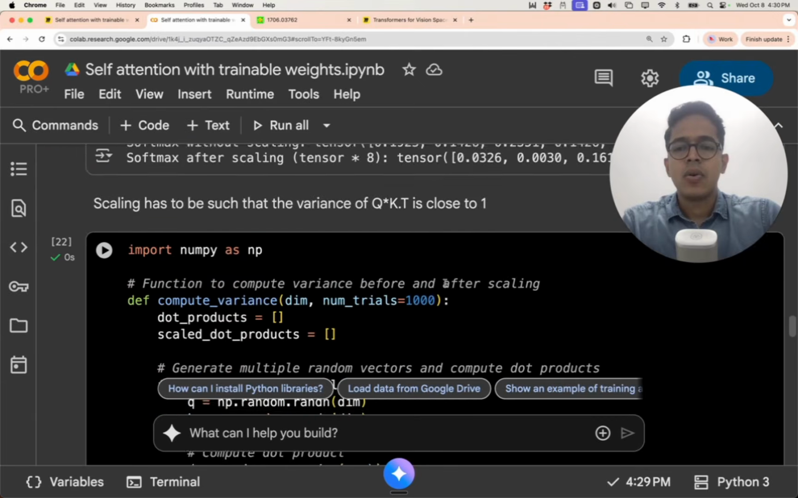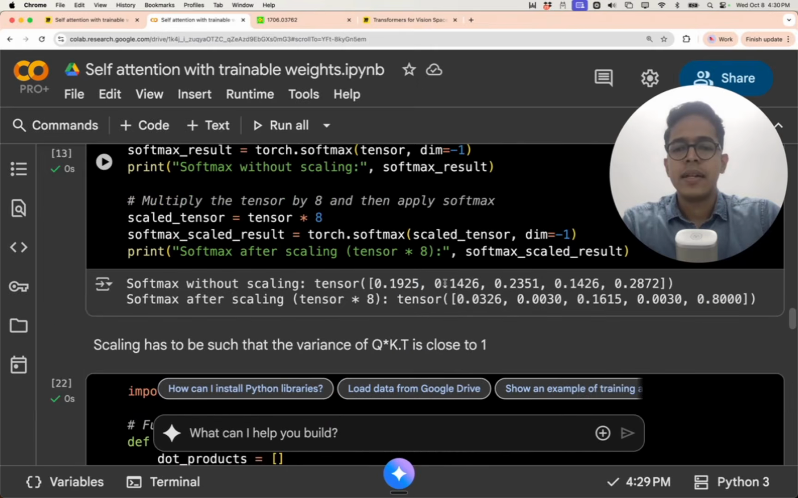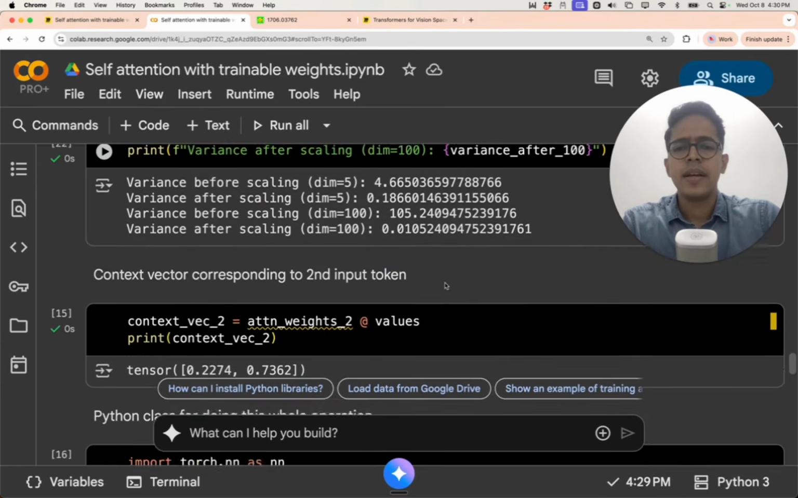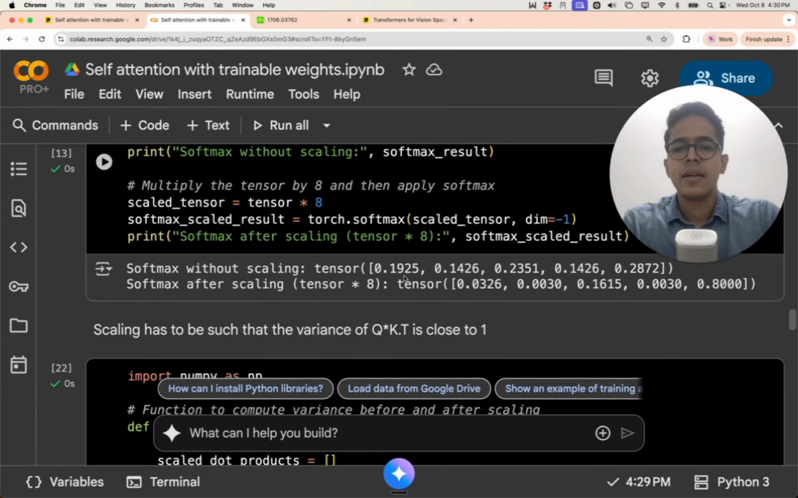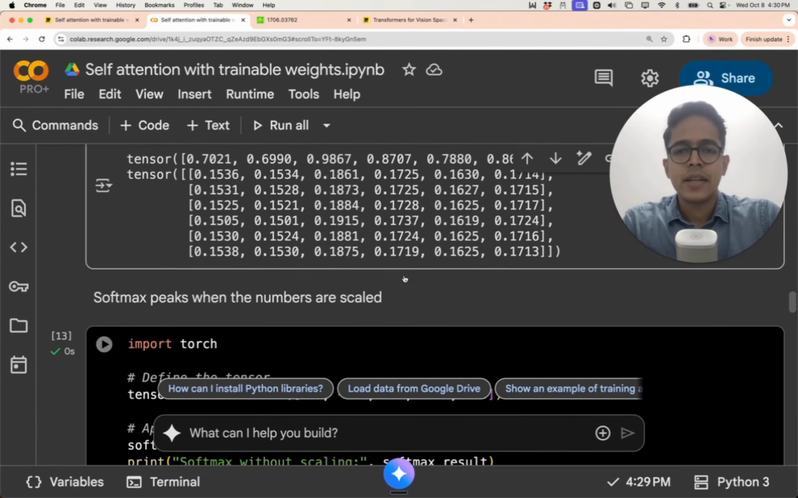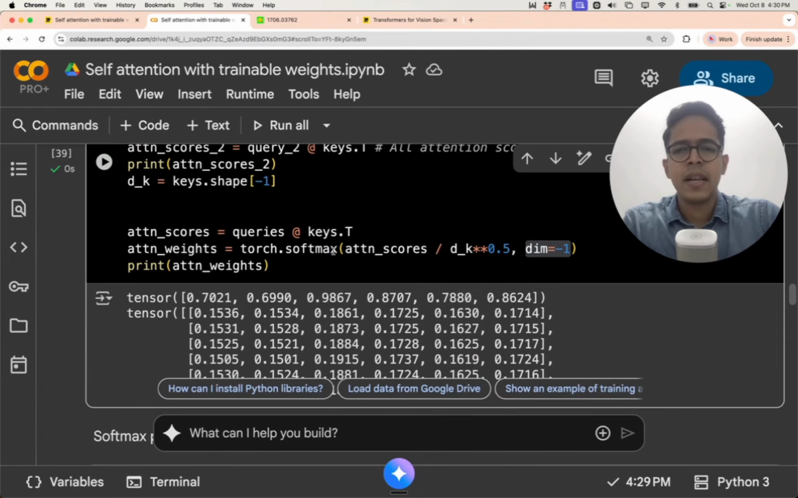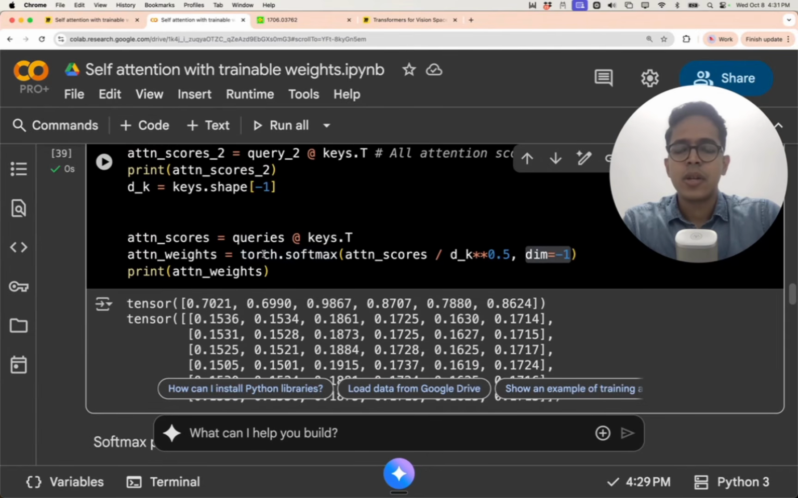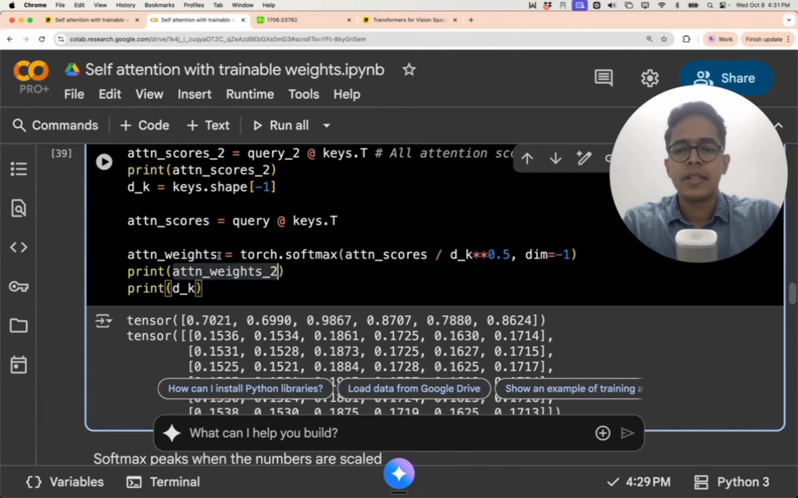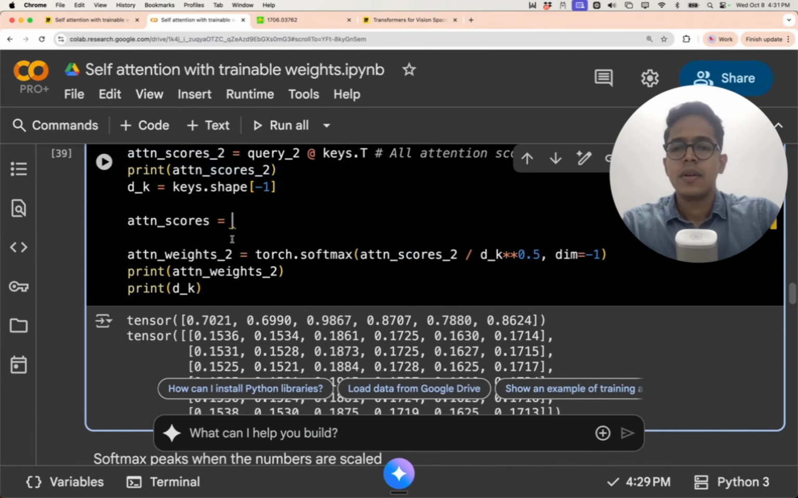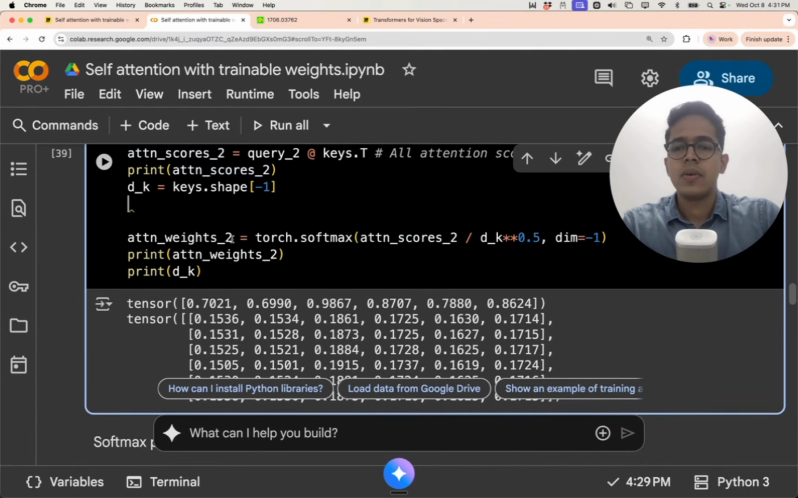So I have the code once again written here for attention weights. This we have already discussed. Let's come back to the entire attention weight matrix a little bit later. Let's first focus on the attention weights for the second item, which is big. So attention weights 2, query underscore 2.